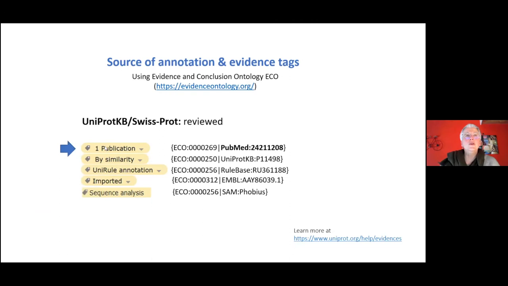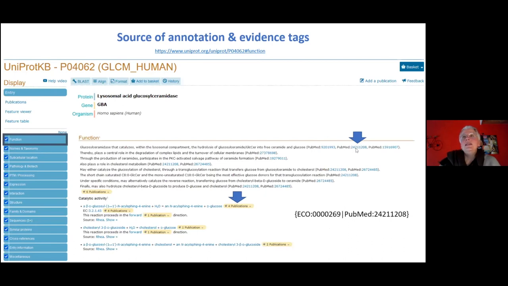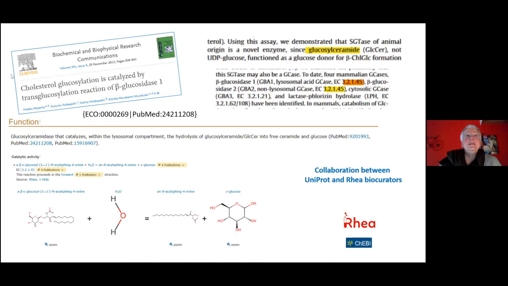Now, if we go to the publication and look, for example, at this publication here, you see that this publication is used for the annotation of the function as free text, but also for the annotation of the catalytic activity done by the Rhea biocurator. And this is this example here.